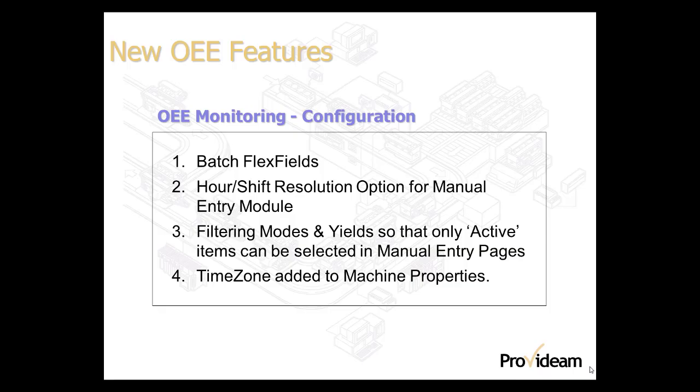Now looking at our new OEE features, if we look at the configuration of Provideam, we've added batch flex fields, we've added an hour and shift resolution option for manual mode entry, we've added filtering modes and yields so that only active items are selectable in the manual entry pages, and we've added a time zone feature to machine properties.